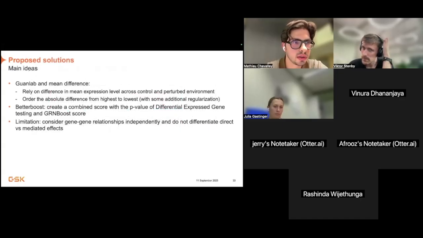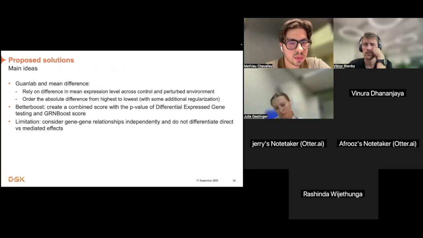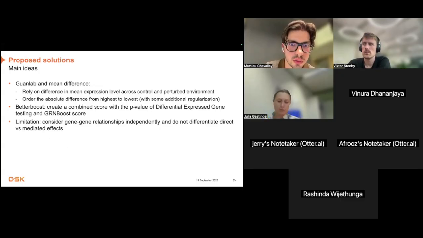So quickly, the main ideas behind those winning methods. The idea is that they directly compare the distribution between observational and interventional to get a set of potential candidates, and they combine that either with other models, or they do some filtering. But the main idea was that you should really compare this gene change in distribution when there is an intervention, and then create a candidate set of interactions from that.